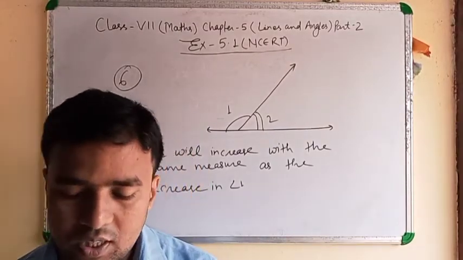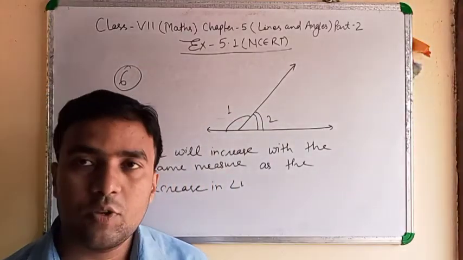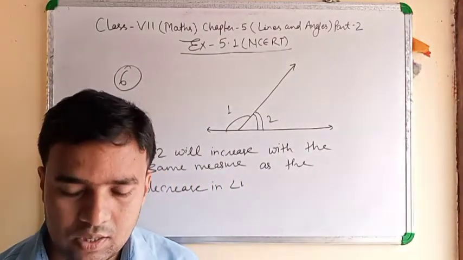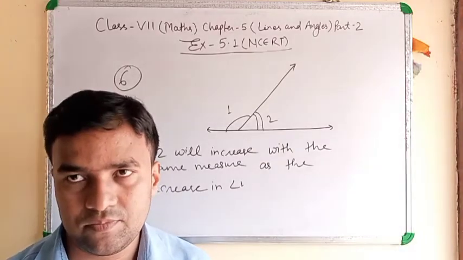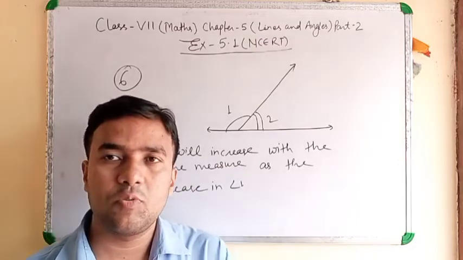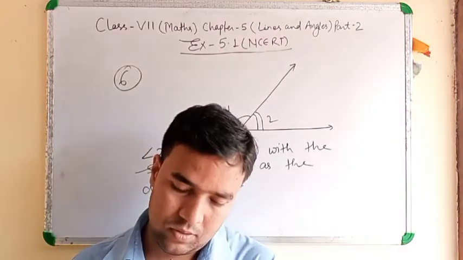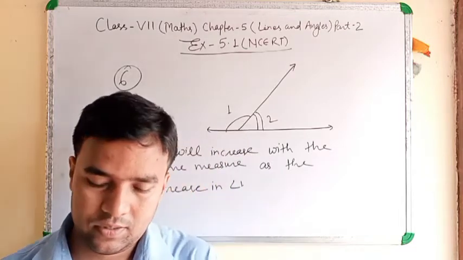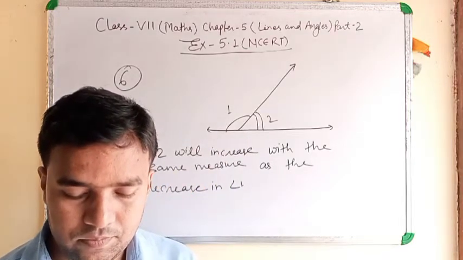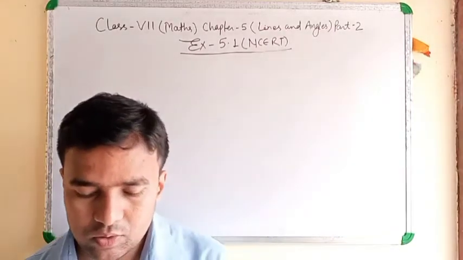And obtuse angle, it is also, if you take two obtuse angles, you will not get 180. Right angle, yes. Right angle means 90 degree. If you do plus of two right angles, you will get 180 degree. Means that is a right angle. Note it. Question number 8 also you can do.